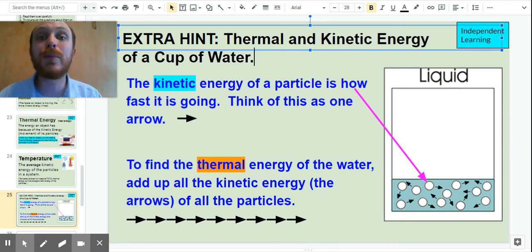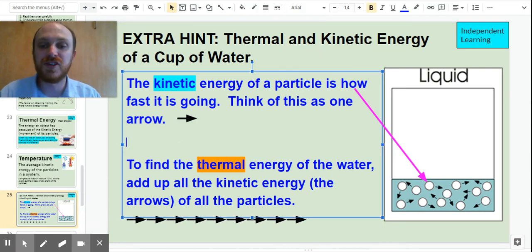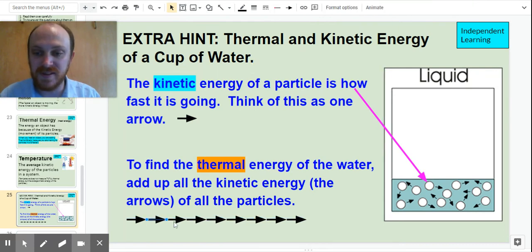To find the thermal energy of the water, remember that it's like the total kinetic energy of all the particles. Think about adding all those arrows together. So this is one particle, the thermal energy of all of the water, add up all of these arrows. So the thermal energy is a lot more. Think about this as like 1, 2, 3, 4, 5, 6, 7, 8, 9 arrows worth of energy versus only one.